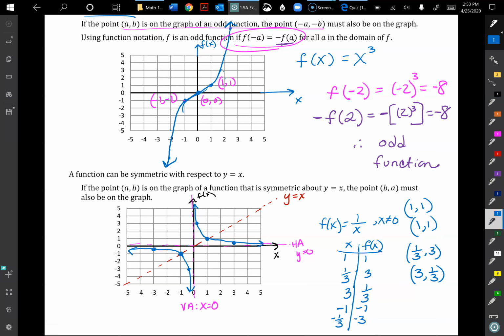So I hope that helps you get used to this idea of even and odd, and a little bit about symmetry in respect to y equals x. So we'll look more into that in part 2 of the worksheet. That'll be a separate video.